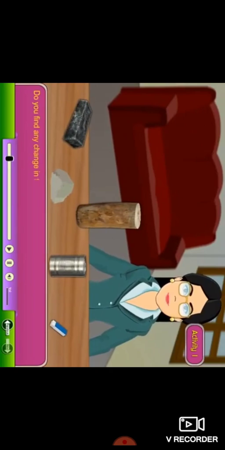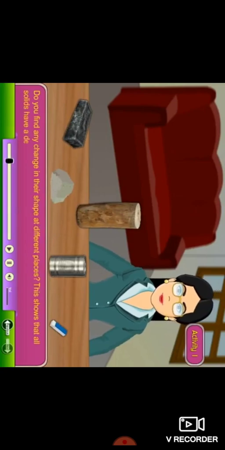Do you find any change in their shape at different places? This shows that all solids have a definite shape.